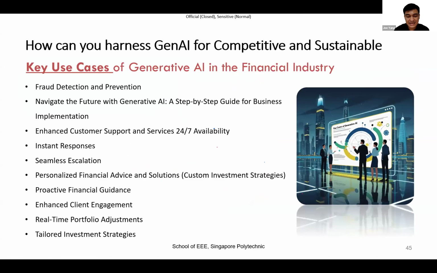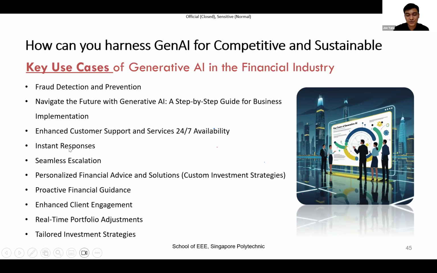So some key use cases for Gen AI in the financial industry are fraud detection and prevention, and step-by-step guides for business implementation. Sometimes you want to know how to start a business, and Gen AI can help you kickstart it. With Gen AI, you can also come up with a chatbot that can run 24/7 for users, and with this chatbot we can get instant responses.